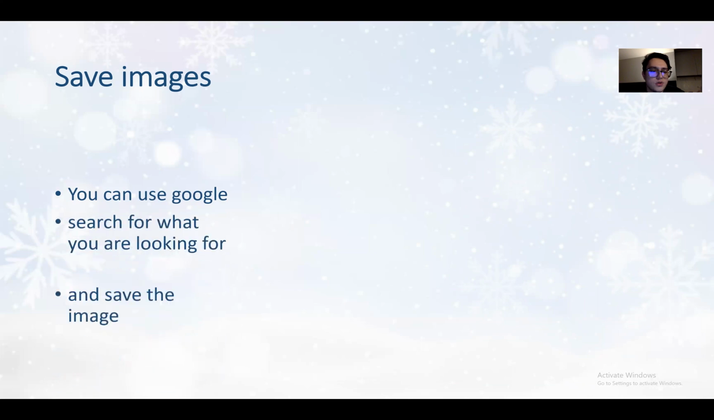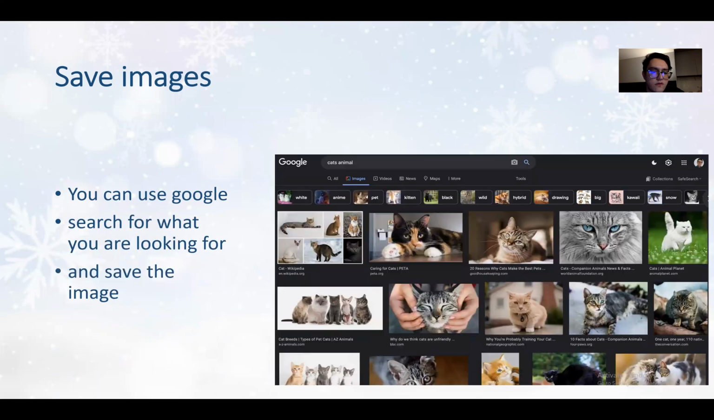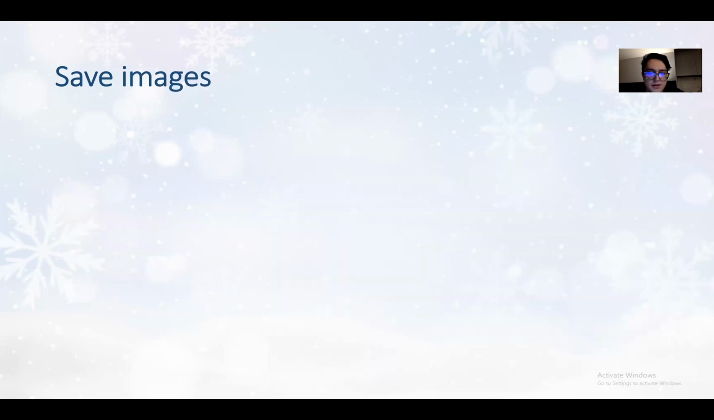You can use Google to search for what you're looking for and save the image. For example, you can simply search cat animals, and then you go to images, and you can find many cute pictures of cats. And you can simply save those images.